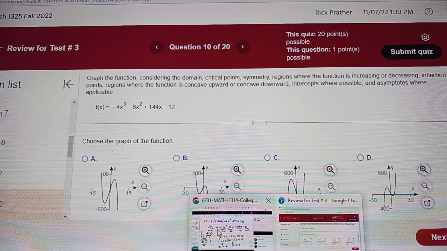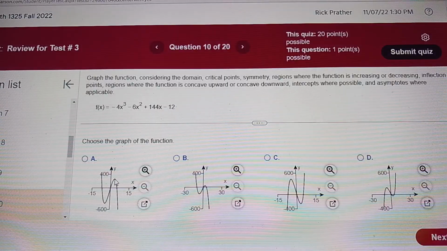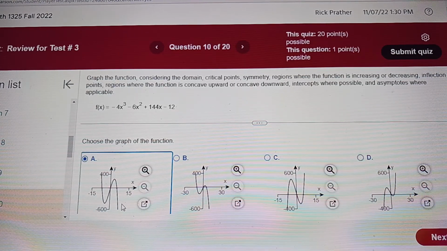And the maximum was 258. This certainly could be 258, getting more than halfway to 400. This is certainly not 258. That's probably not even 100. So this must be graph A.